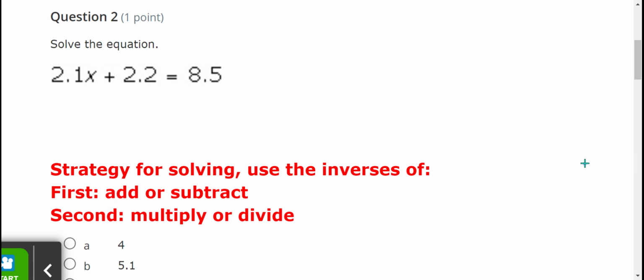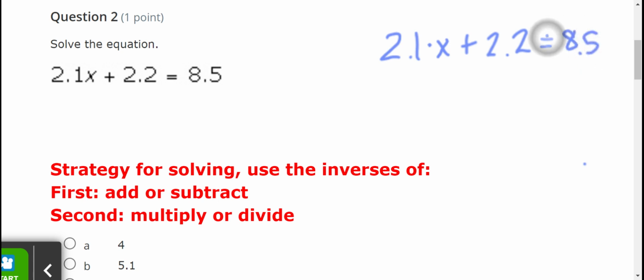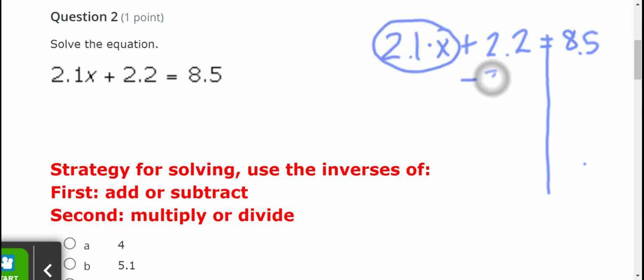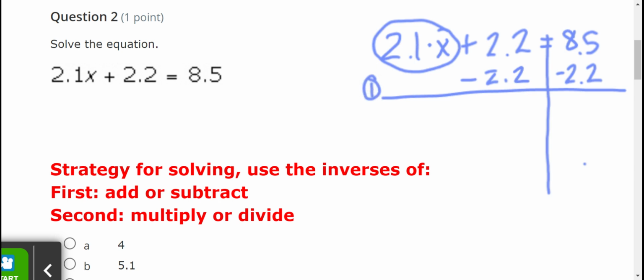Continuing with problem number 2, we have 2.1 multiplying x plus 2.2, and that's equal to 8.5. We're going to set up our solving equations mat here, equals. We're going to work from the left side. And here's the variable. So step 1, we're going to subtract from both sides. This is our first step.